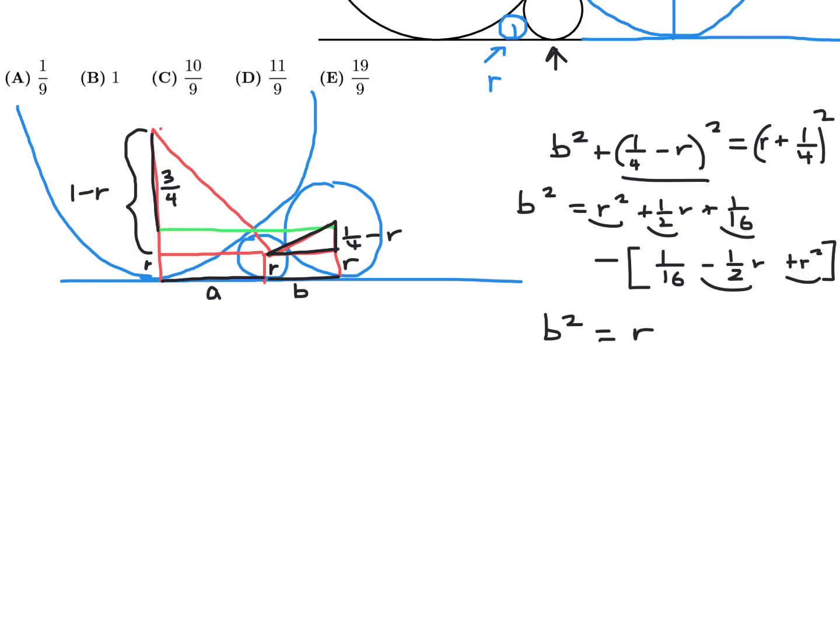The 1 over 16, that would cancel also. So that means that b is equal to root r. Okay, equal to root r.